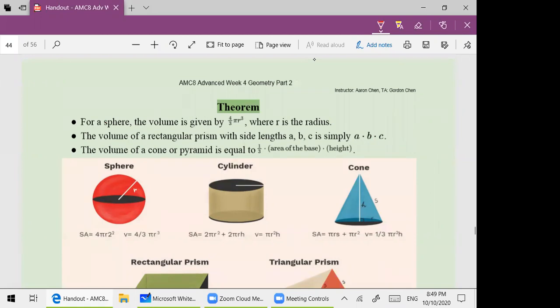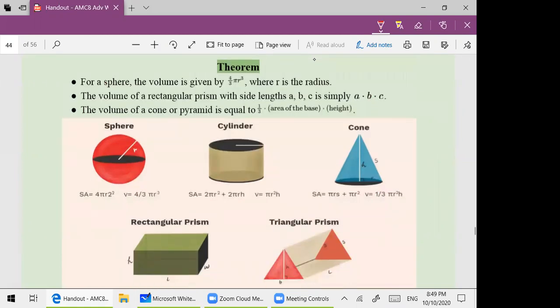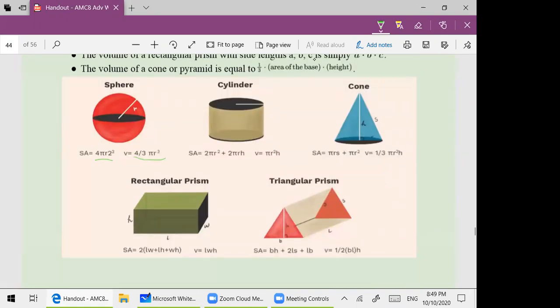And now for a sphere, the volume is given by 4/3 pi r cubed, and the surface area is 4 pi r squared. And for cylinders, the surface area is 2 pi r squared plus 2 pi r h, and the volume is pi r squared h. And the lateral surface area would be 2 pi r h. A sphere doesn't have a lateral surface area.